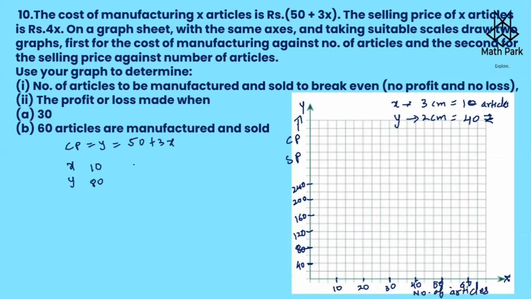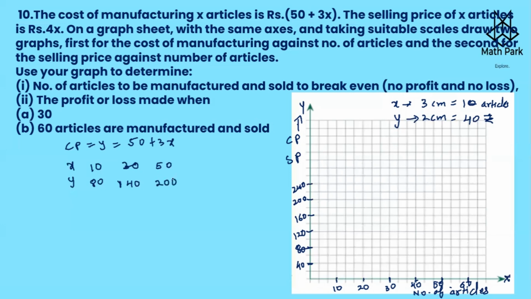If you take x is equal to 30, 30 times 3 is 90. 90 plus 50 is 140. So we get the value of y as 140. If you take x is equal to 50, 50 times 3 is 150. 150 plus 50 is 200.